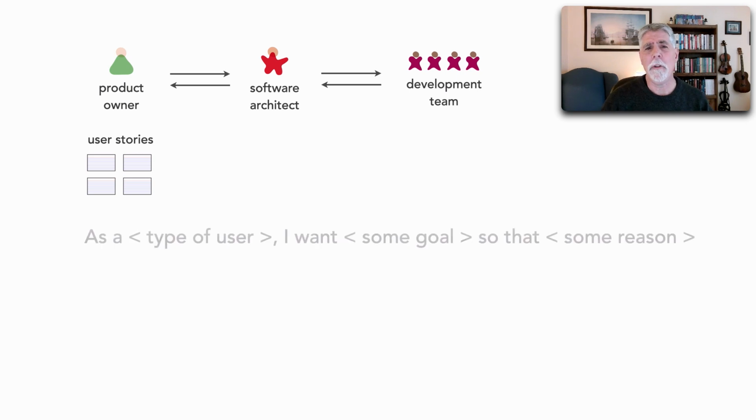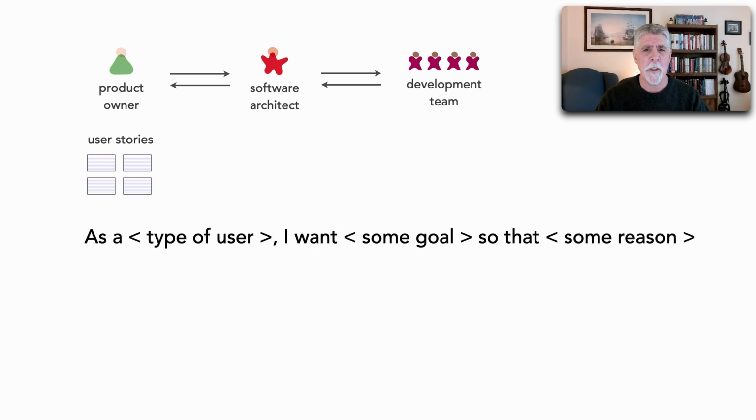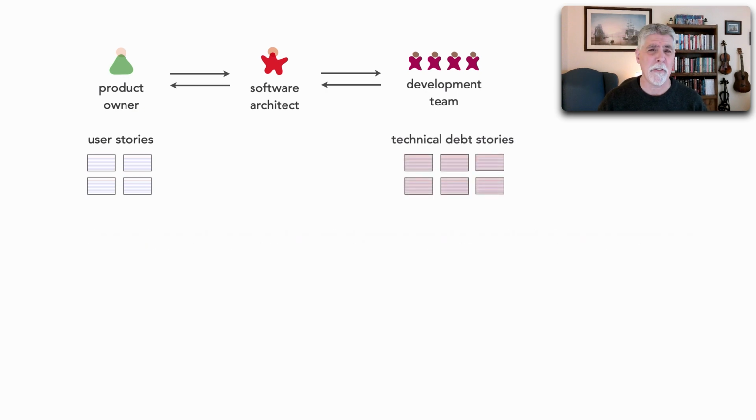And those user stories usually follow the traditional kind of format. As a type of user, I want to do something so that, and I give the reason. And this allows development teams to write the functionality and have a context. But sometimes we get rushed or want to clean up our code. And so developers also tend to write stories. And we call those technical debt stories.